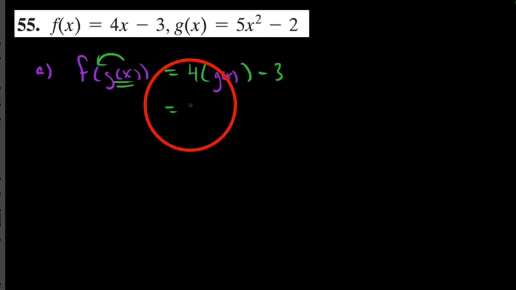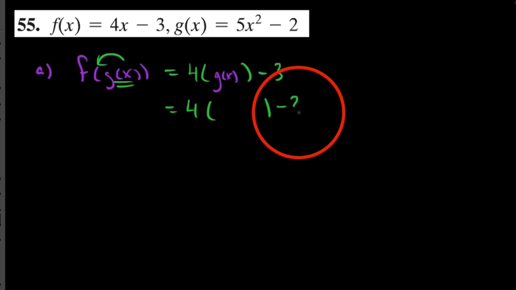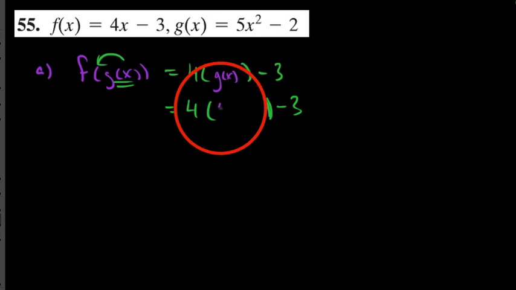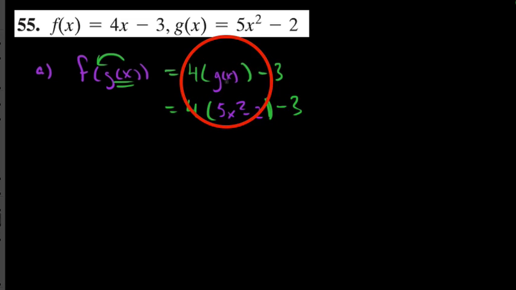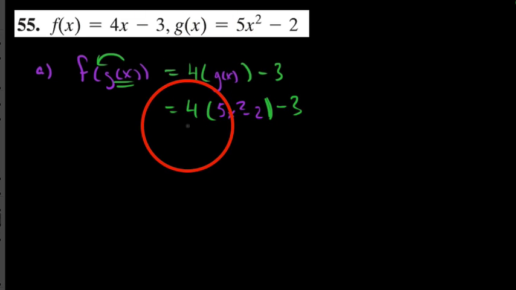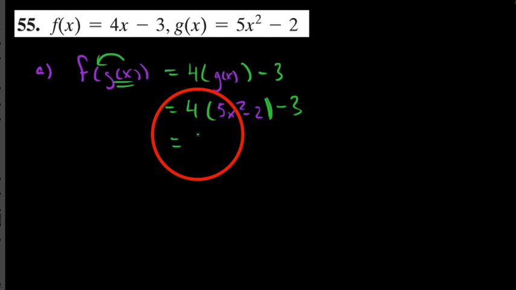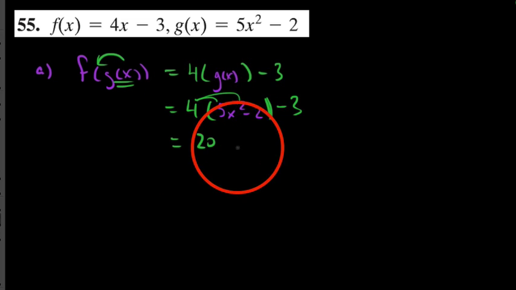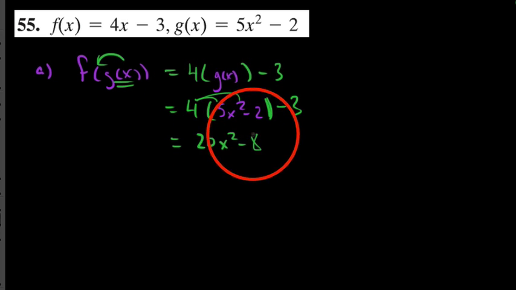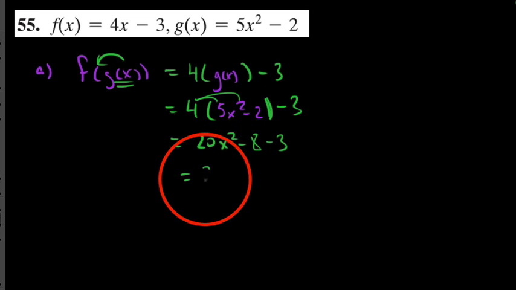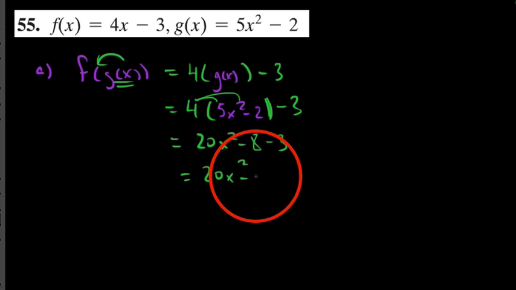Now, after you do enough of these, you start to see after a while, well, can't I just start writing, like, 5x squared minus 2, instead of having to write this step right here? And actually, you can. So at this point, we just simplify it. I notice that I can distribute here. We get 20x squared minus 8 minus 3, which ends up being 20x squared minus 11.